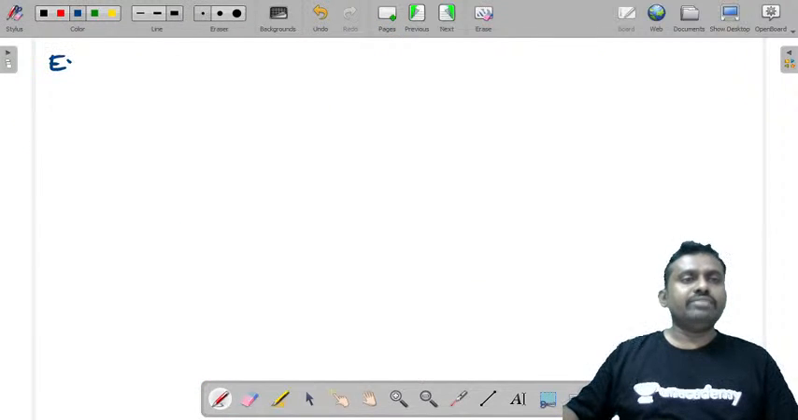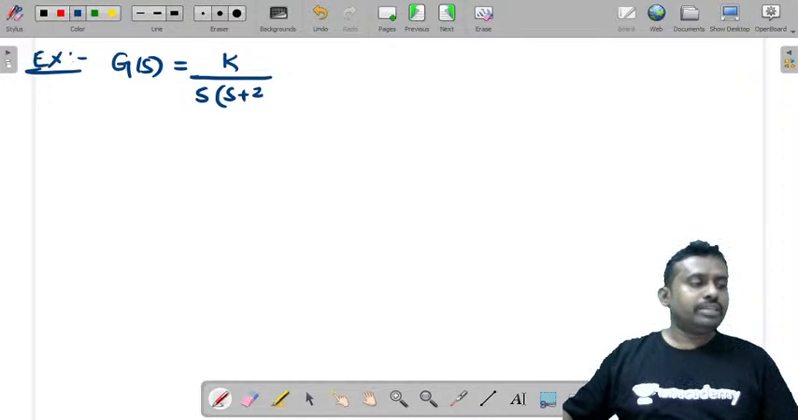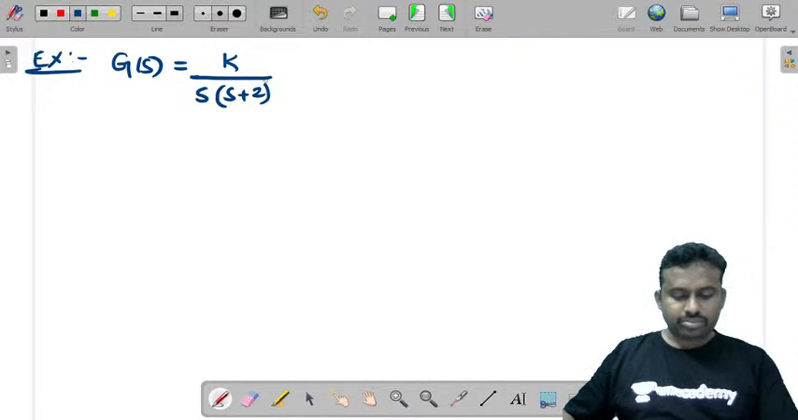Yesterday we have taken one, and today we'll take up the second example. Let me give you first what we have done yesterday. Yesterday we have taken some example as G(s) equal to K by s into s plus 2, I guess. This was one of the examples. I think some of you remember this.